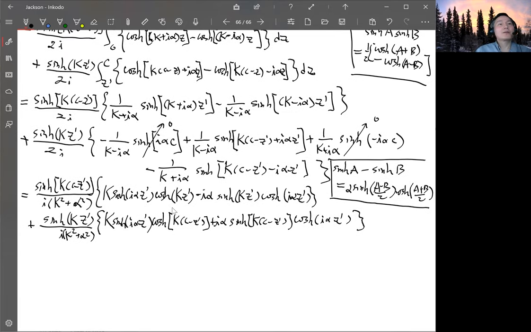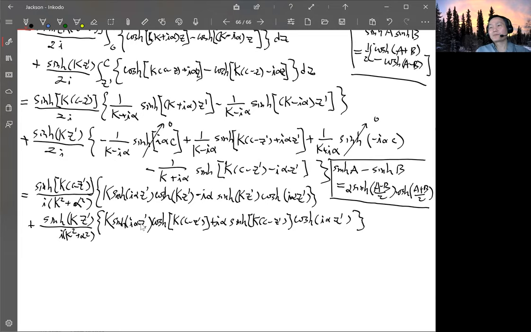Okay, so now this still seems complicated, but it's better because we have both the same factor in front, i times k squared plus alpha squared in the denominator. So you have all these terms, right? One thing you can do, this sinh i alpha c pi divided by i, you can identify that as a sine. So this becomes sine alpha c pi. Likewise, this is sine alpha c pi.